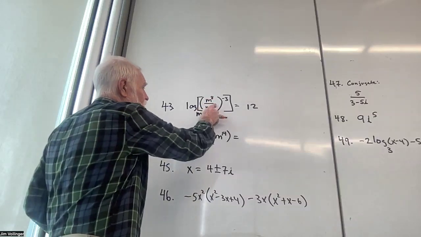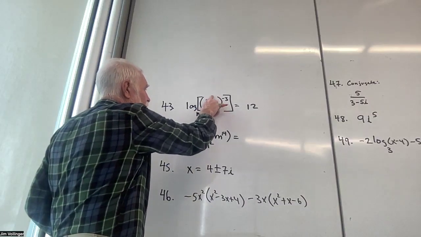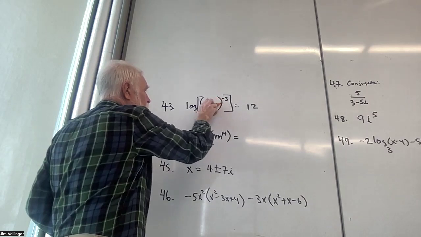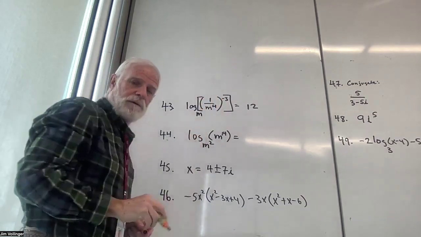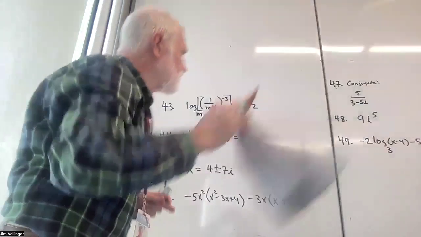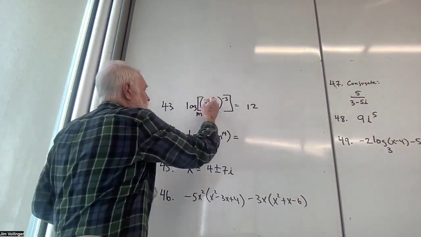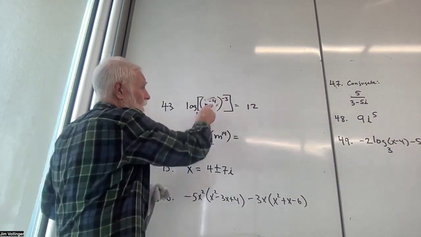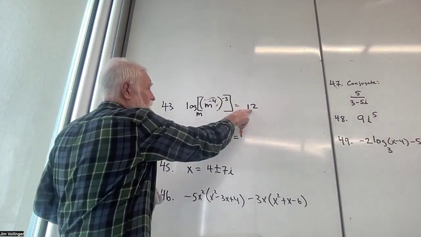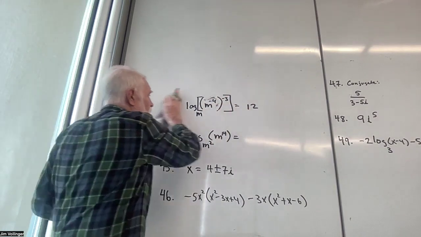Well, 8 and 12 means there's 4 more in the denominator. That's 1 over m to the 4th, which can be expressed as m to the minus 4. Okay, I see the activity. That's what it is. Next one.